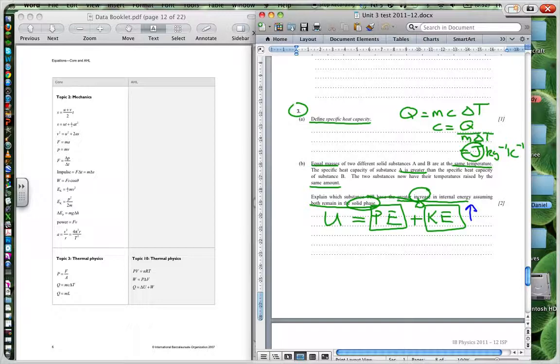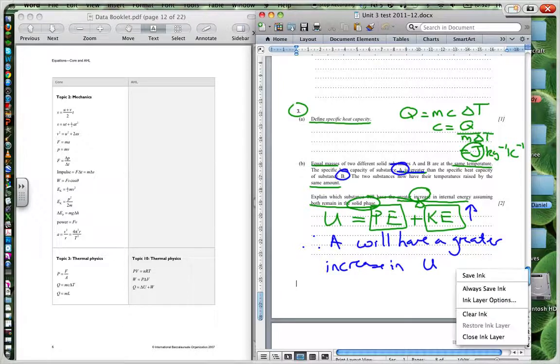Now, because the specific heat capacity of A is greater than B, a greater amount of energy per degree Celsius is going to have to be added to A than to B for the same temperature increase. And therefore, A will have a greater increase in U, the internal energy. Okay, I hope that makes sense. You need to write that out nicely for your 2 marks there.